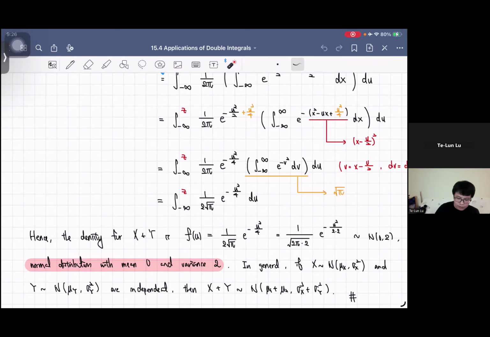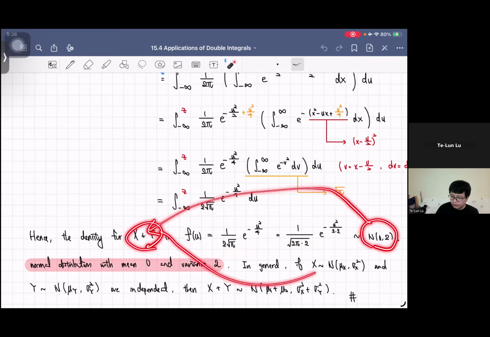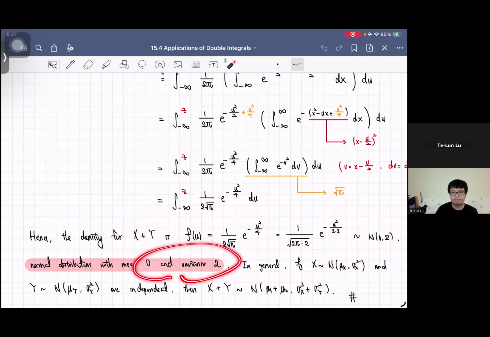So we see that, as I mentioned here, the density of x plus y is given by f of u being this, and actually it can be rewritten in this format, which you can see is 2 pi sigma squared. So the mean is still 0 because there's no shift here, and the variance, sigma squared, is 2. We see that the random variable x plus y is actually normally distributed with mean 0 and variance 2, which is written down here.